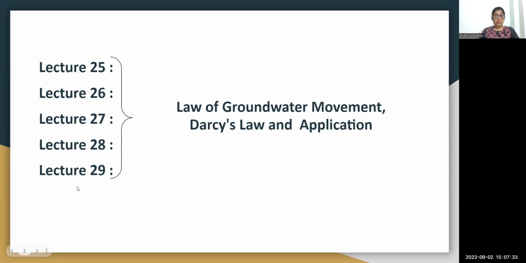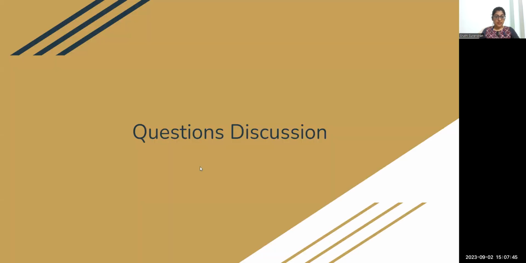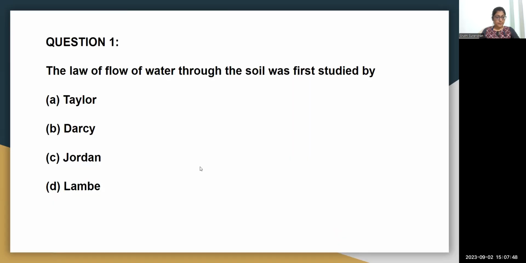So I think it's about time we go to the question discussion. Questions will be displayed. You can put in the answers in the chat box if you know the answer, and then we'll move on to the solution. So the first question is, the law of flow of water through the soil was first studied by, was it studied by A. Taylor, Darcy, Jordan, or Lambda?